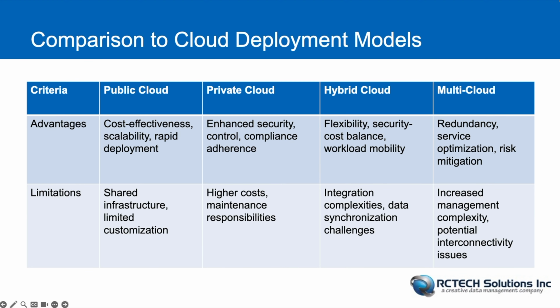So this is a very perfect slide in my opinion, because you can compare the different cloud deployment models. I'm taking two criteria: one is advantages, another one is limitations. Public cloud advantages are cost effectiveness, scalability, rapid deployment; limitations are shared infrastructure and limited customization. Advantages of the private cloud are enhanced security, control, and compliance adherence. Limitations are higher costs, maintenance, and responsibilities.